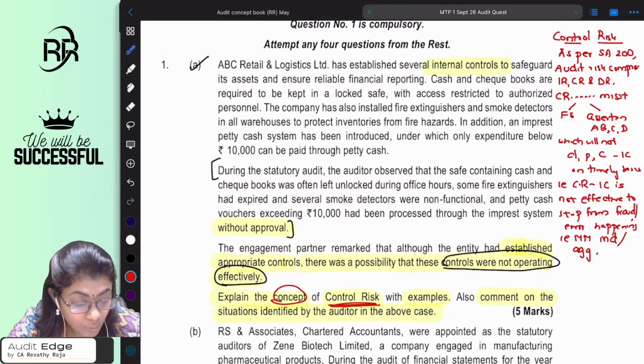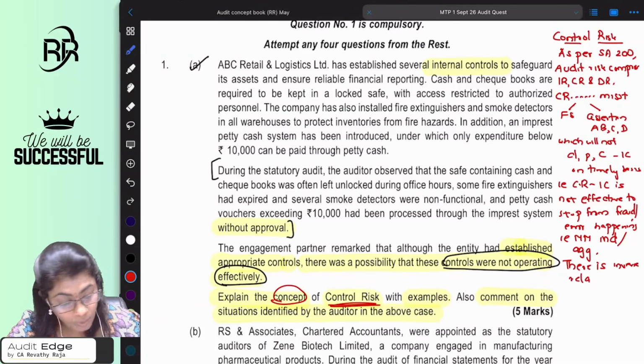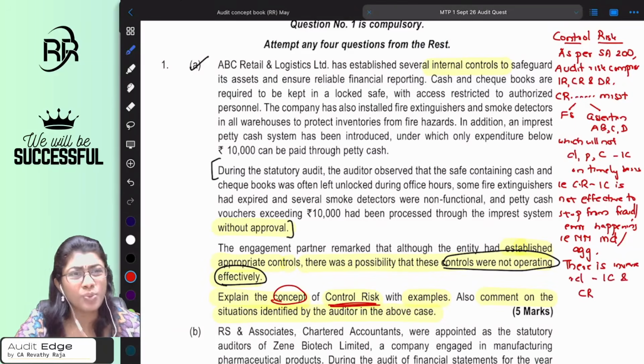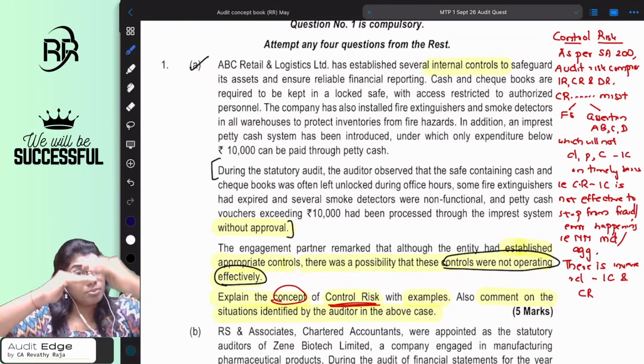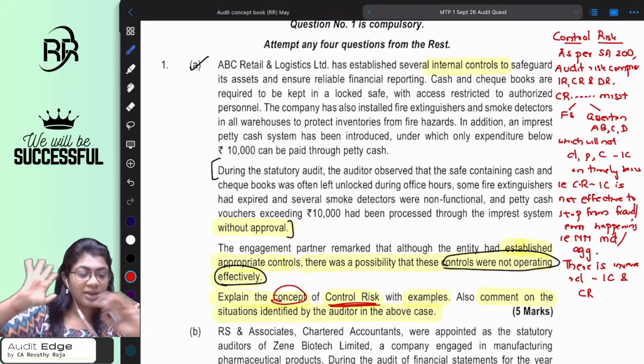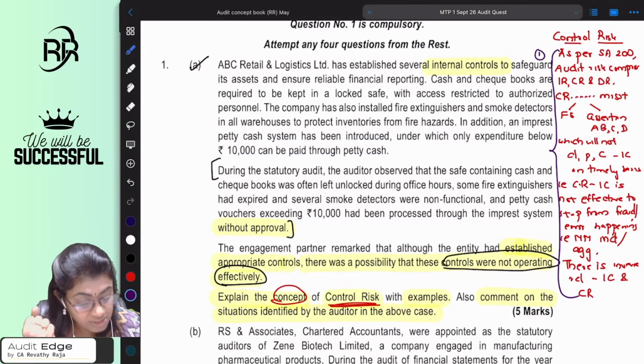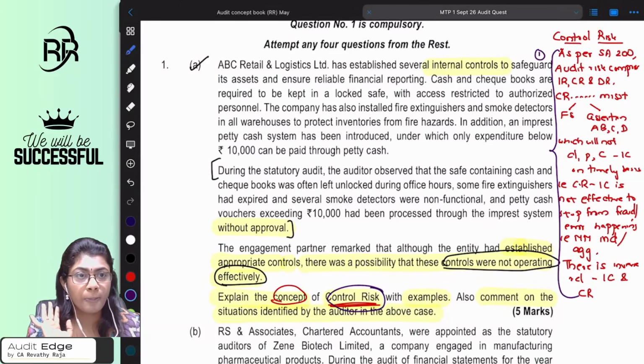Okay. So one more sentence you can add. There is an inverse relationship between internal control and control risk. If controls are better, control risk will be less. So this you can write as the first para, to what they have asked about the control risk.